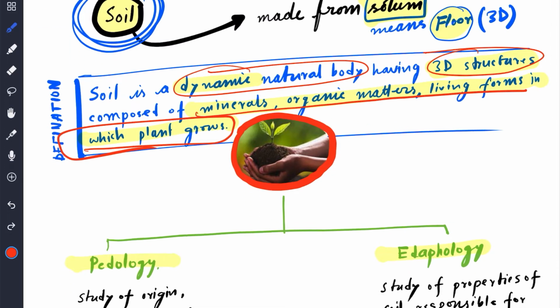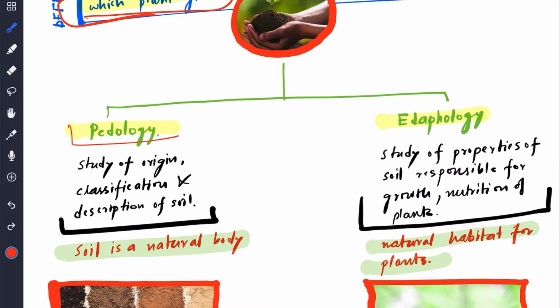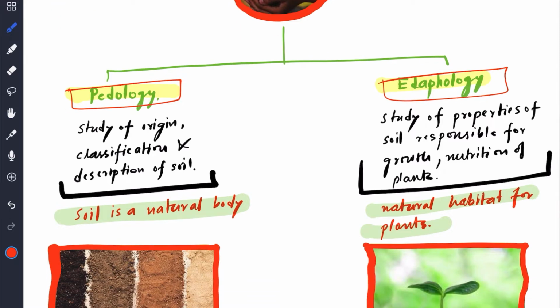Whenever we talk about soil, we will find there are 2 important terminologies, pedology and edaphology. Now what is the philosophy behind these 2 words? Pedology actually means the study of soil, the study of the origin of soil, classification of soil, and description of soil. And according to pedology, the philosophy is that soil is nothing but a natural body.